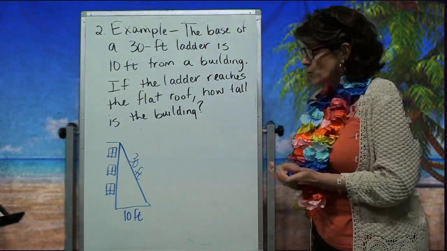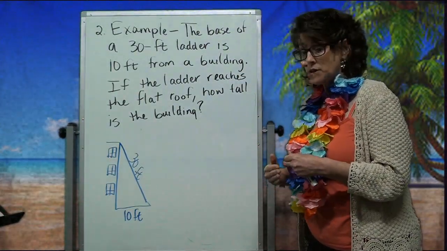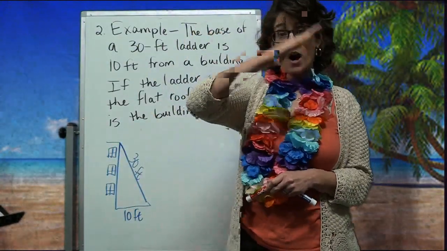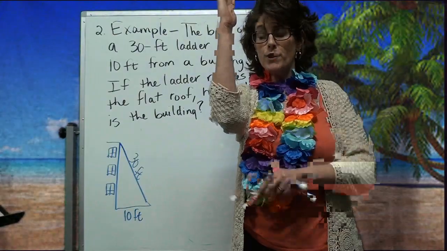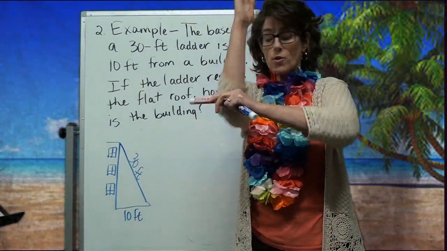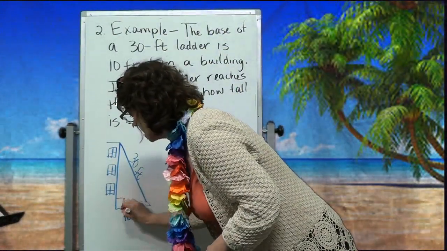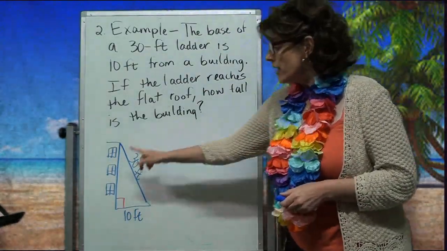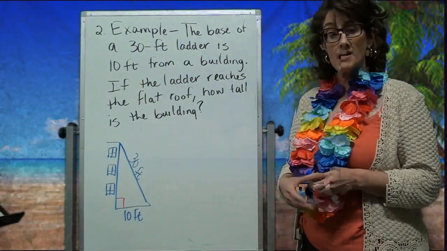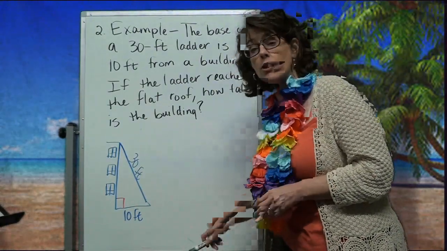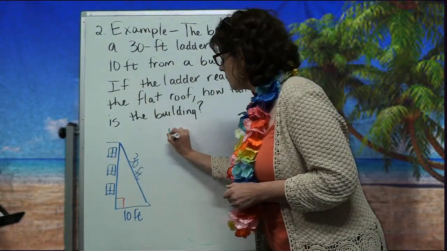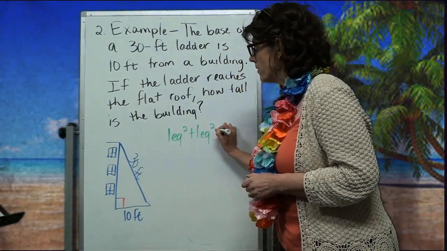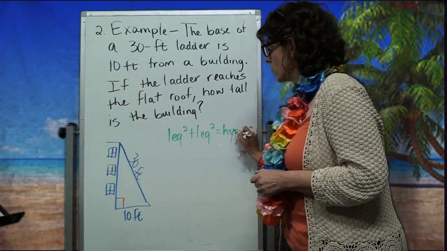Now, this creates a right triangle. How do I know that it's a right triangle? Because in order for this building to stand up and not fall over, it has to be perfectly vertical with this horizontal ground. This has got to be a right angle, and if it's not, that building's going to fall over. So here's my right triangle, and once again I can use that Pythagorean theorem now that I know that I have a right triangle. So once again I'm going to use my legs squared plus legs squared equal to my hypotenuse squared.